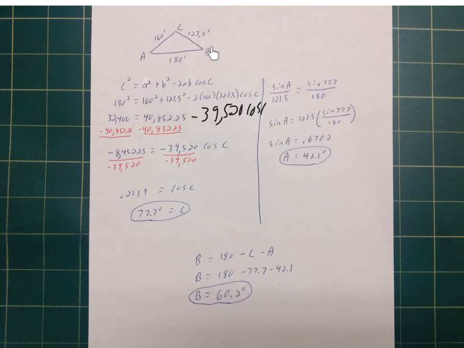Only thing we've got left is B. The sum of the angles is 180 degrees, so I subtract C and A from 180, and I get angle B is 60.2 degrees.